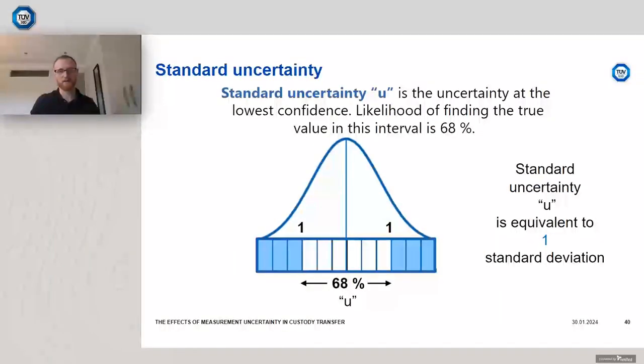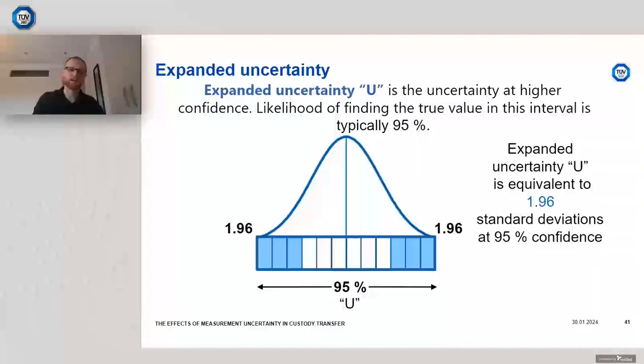So the standard uncertainty is defined as the uncertainty at the lowest confidence level. The likelihood of finding a true value in this interval is 68%. One standard uncertainty is equivalent to a standard deviation. So what we've calculated there, standard uncertainty in the mean or standard deviation for one value, there's a 68% chance that within those bands we would expect the true value to lie.